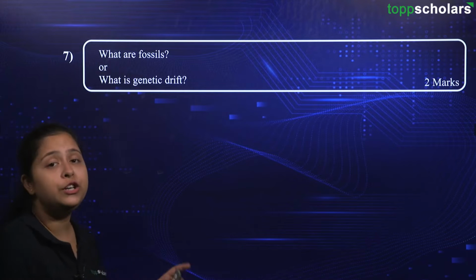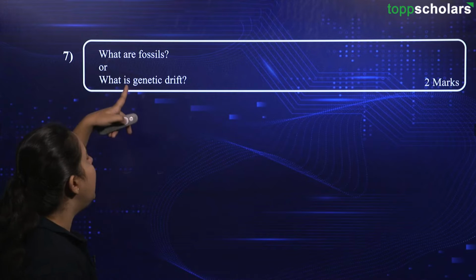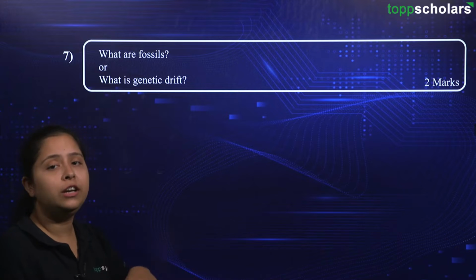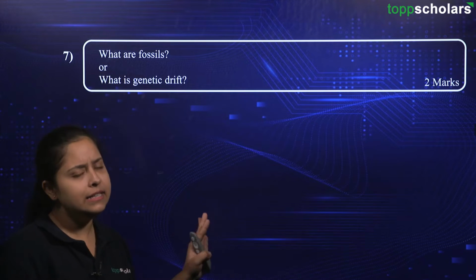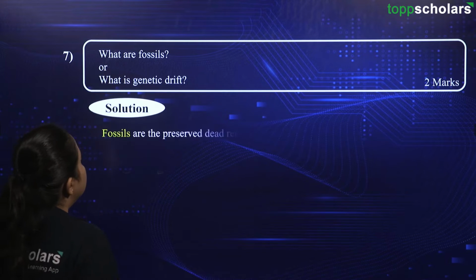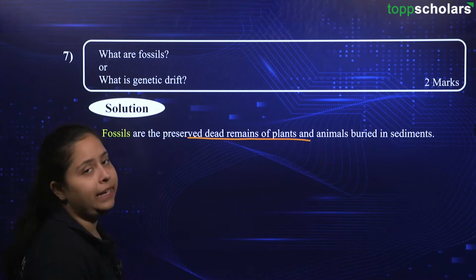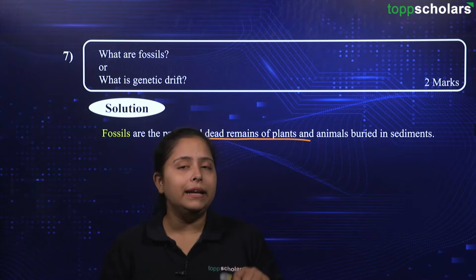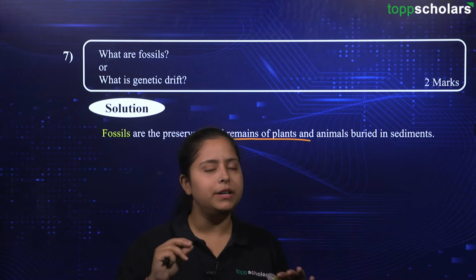Here is the question asked for 2 marks. This one is coming from your evolution topic and this one is also coming from the same topic. Genetic drift, we have just talked about it, okay. We understood it with the help of the diagram given to us, considering some changes in it, okay. And then what are fossils? Let us find out. So, fossils are the preserved dead remains of animals and plants buried in sediments. So, what happens is, say for example, we are going back in time 1000 years ago and an animal is dying at one particular time.